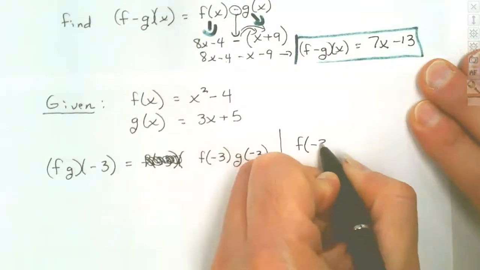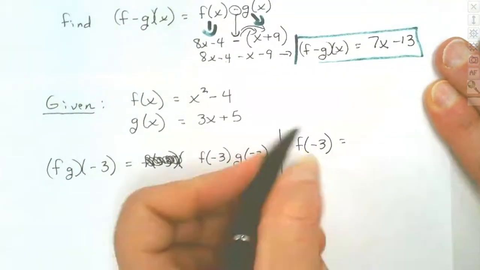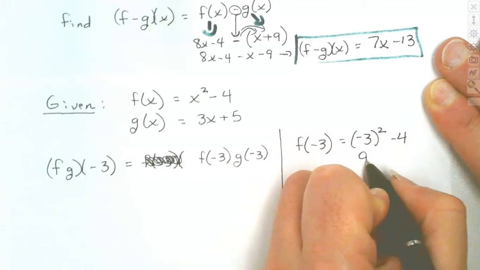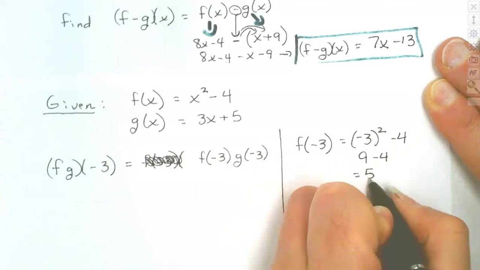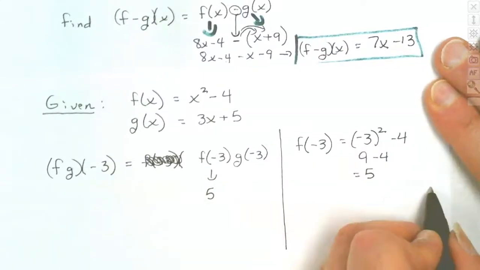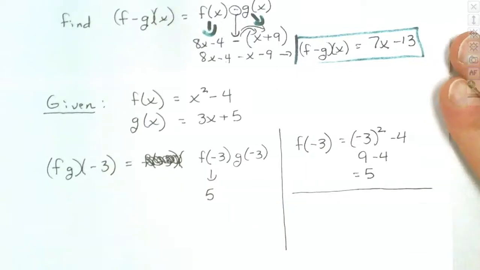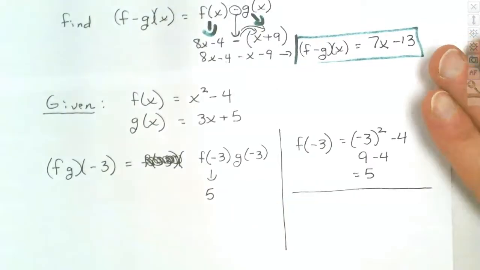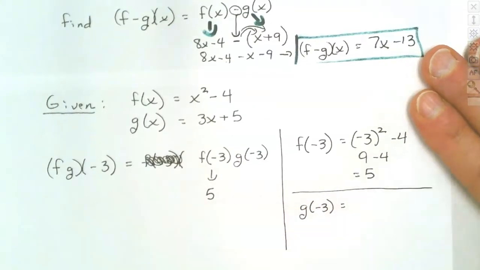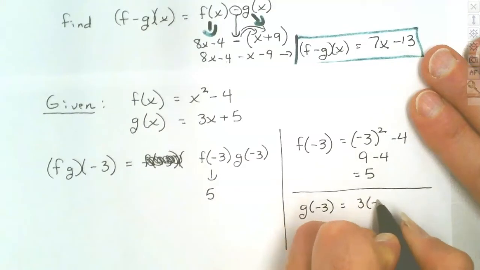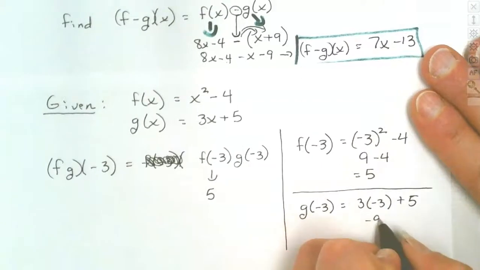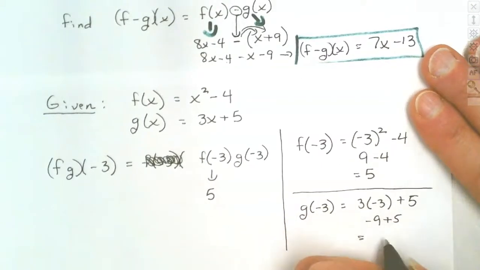So f of -3 would be -3 squared minus 4. So that's 9 minus 4, which is then a 5. So that piece comes down as a 5. So these are not difficult once you understand the concepts. We need to then find g of -3. That's going to have a number as well. G of -3 would be 3 times a -3 plus 5. And that's a -9 plus 5, which is then a -4.